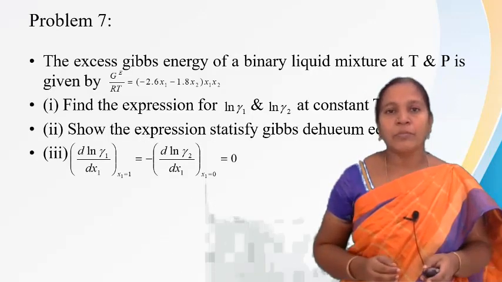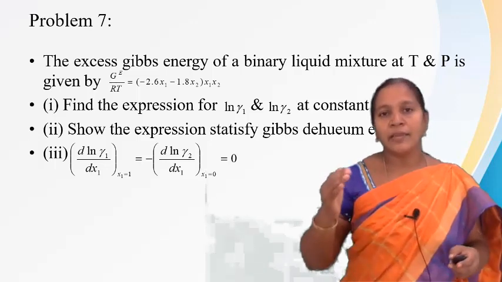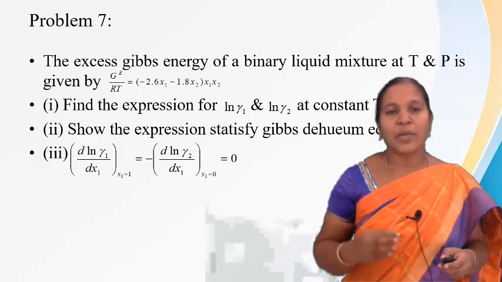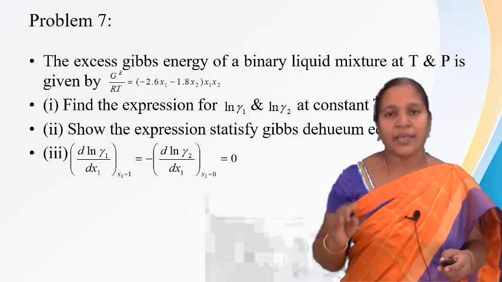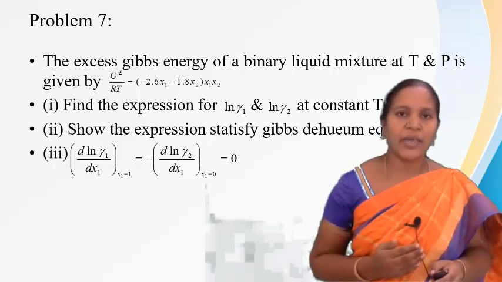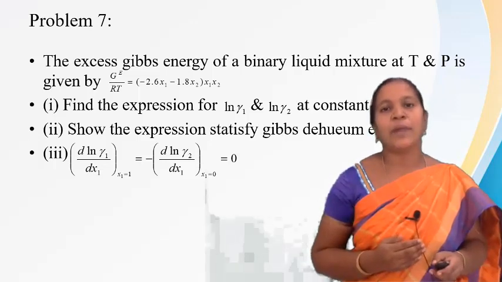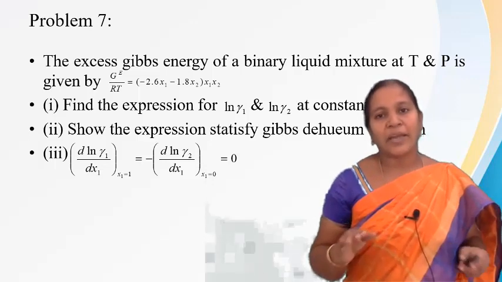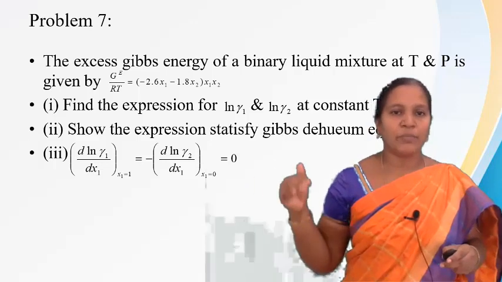In this problem, given the relation of g by RT, then replace x2 with x1, that is 1 minus x1. Then all the expressions are in terms of x1. We know that ln gamma 1 is equals to g by RT. ln gamma 1 is equals to g bar by RT. Then calculate the partial properties of species 1 and species 2 in bit 1.